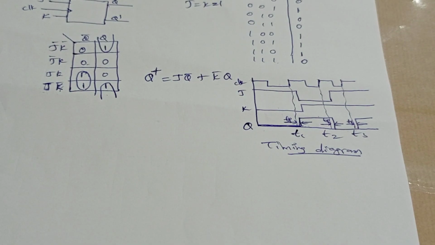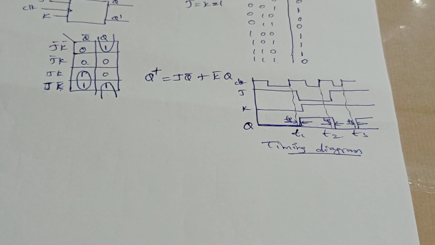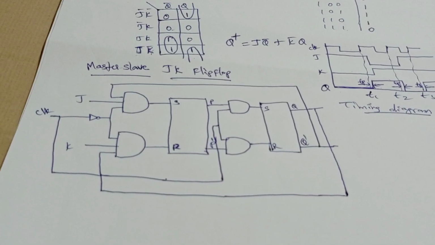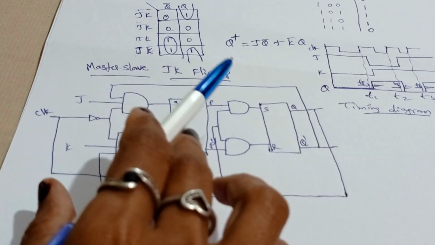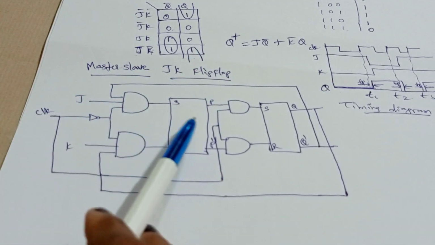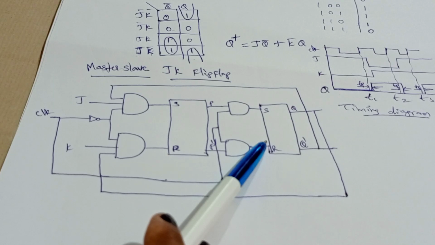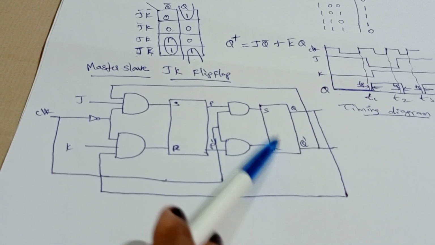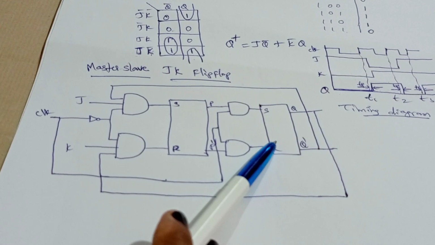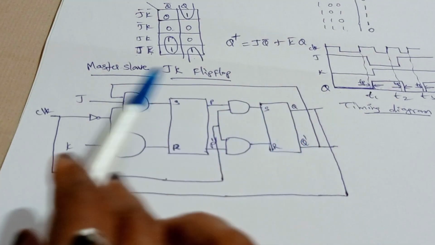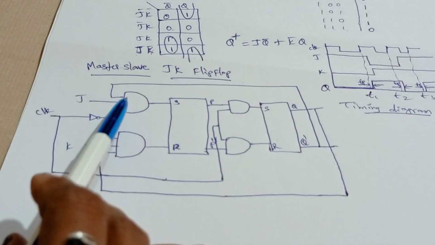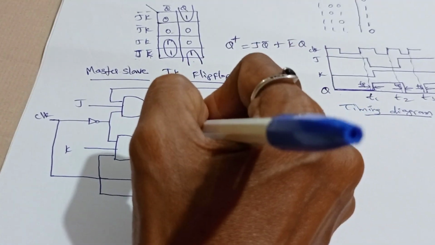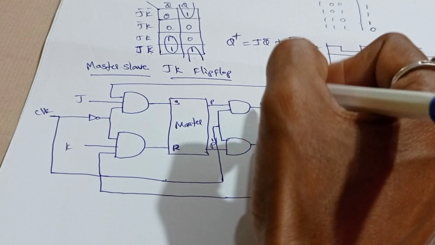Now we'll see master slave JK flip-flop, same as SR master slave flip-flop. Now we'll construct master slave JK flip-flop. This is the master slave JK flip-flop constructed using two SR latches, not flip-flops, connected in master slave arrangement. This is the master slave arrangement and gates. This is a master latch and slave latch.